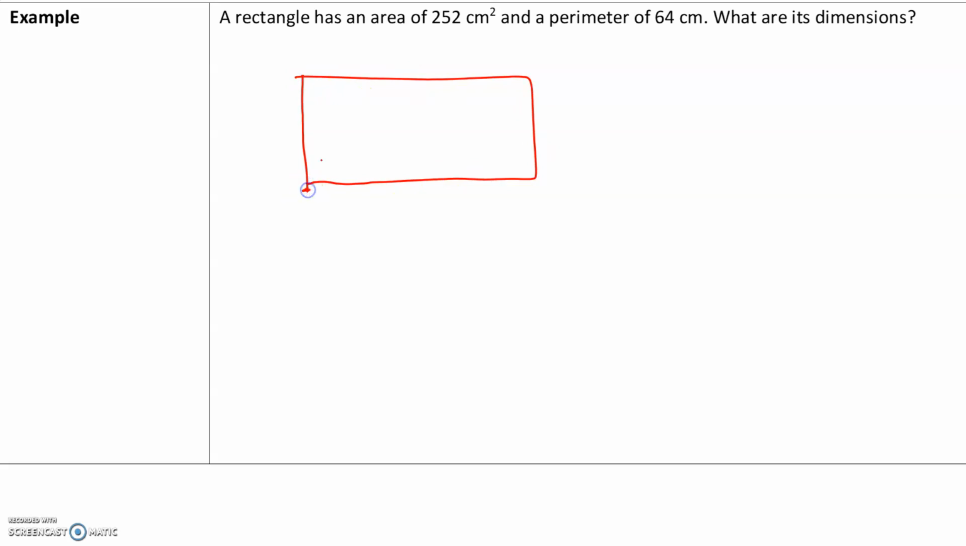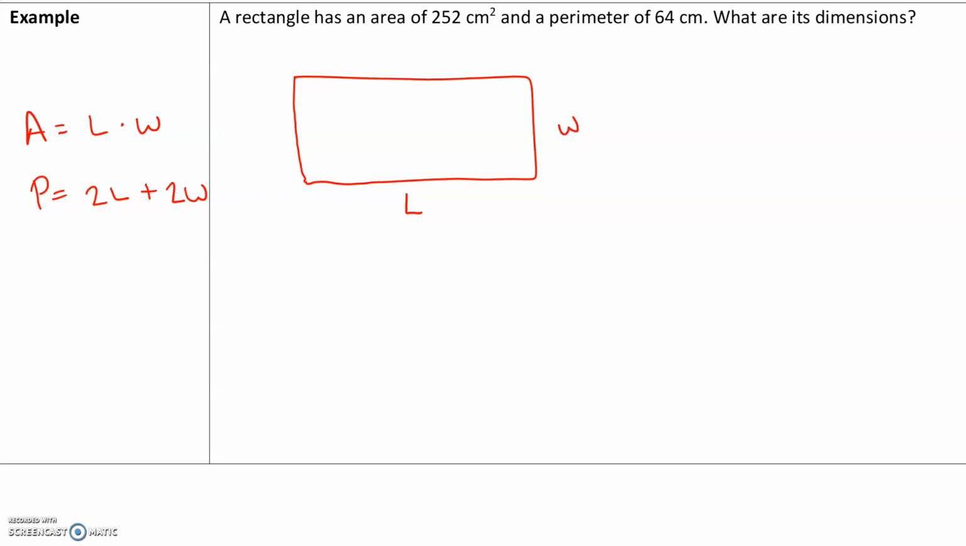Now, just a couple of formulas. The area of a rectangle is given by length times width, and the perimeter of a rectangle is given by 2L plus 2W, 2 times the length plus 2 times the width. What are its dimensions? So we don't know what the length is. So I'm going to call the length L, and I'm going to call the width W.